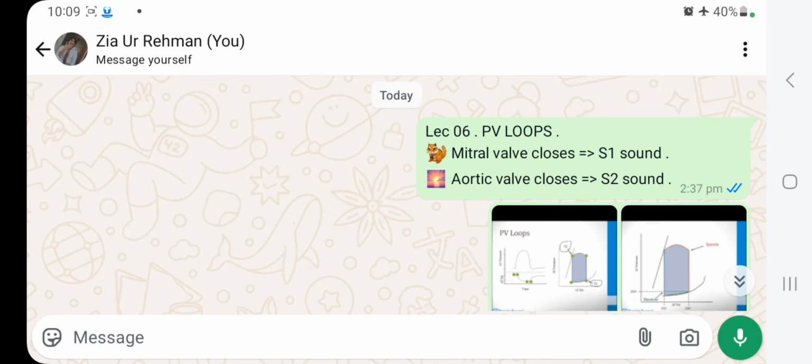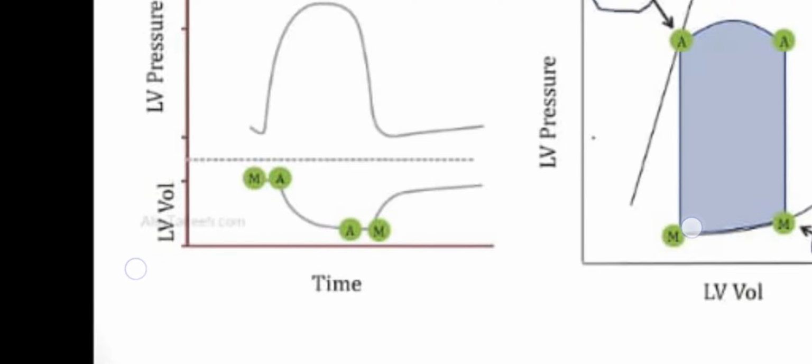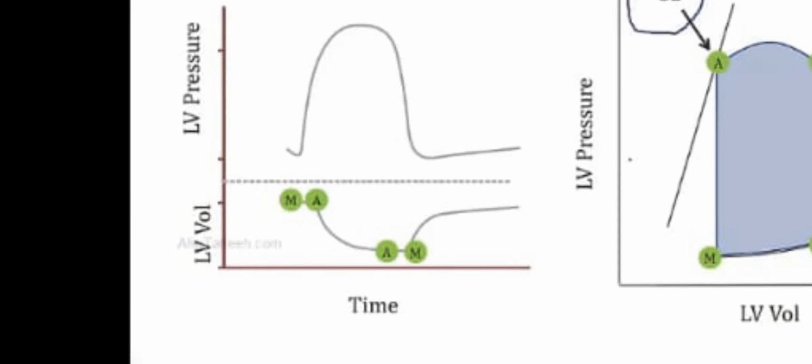Continuing from lecture 6. Mitral valve closes, that will produce S1 sound. Aortic valve closes, that will produce S2 sound. Now in the left ventricular volume and left ventricular pressure, for PV loops, the mitral valve first will close, right? Then aortic valve will open, right? And over here the volume remains the same, right? And the pressure will rise, so isovolumic contraction.